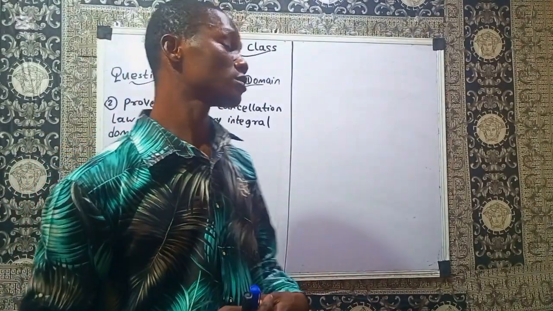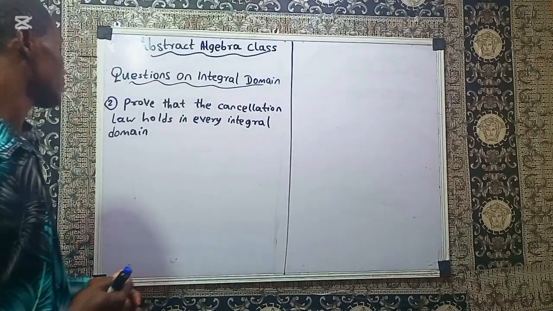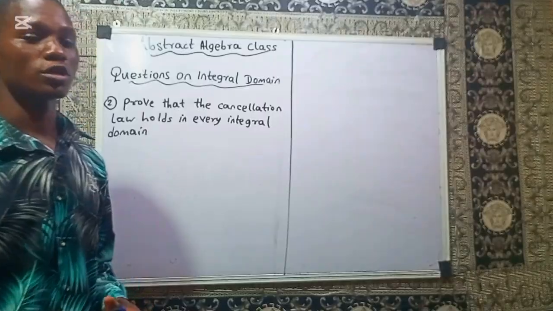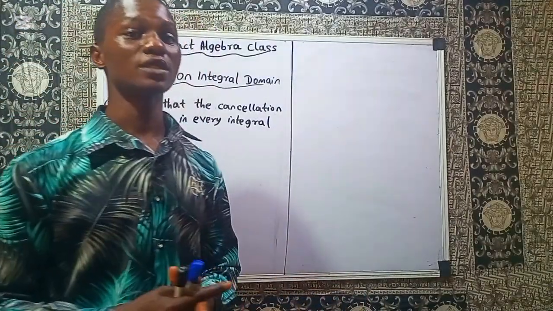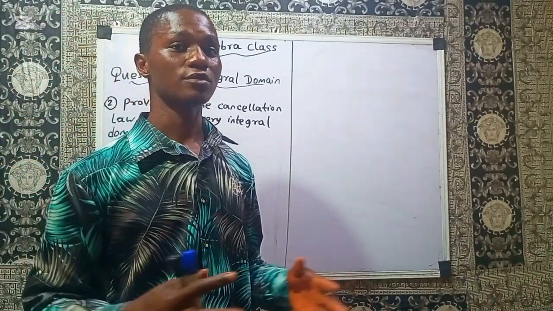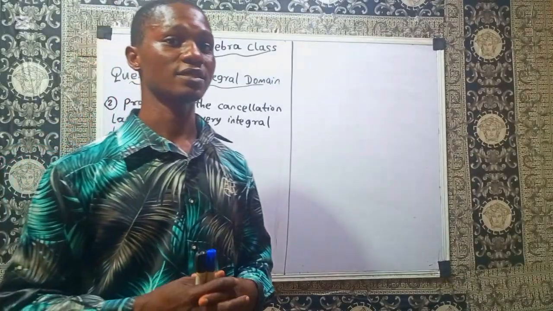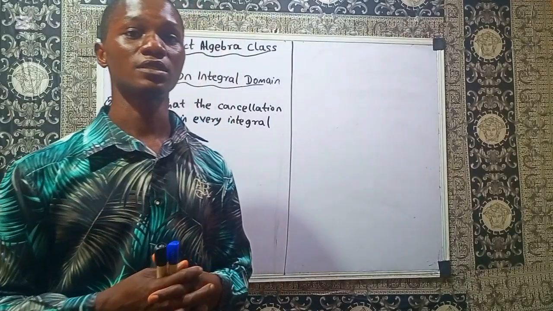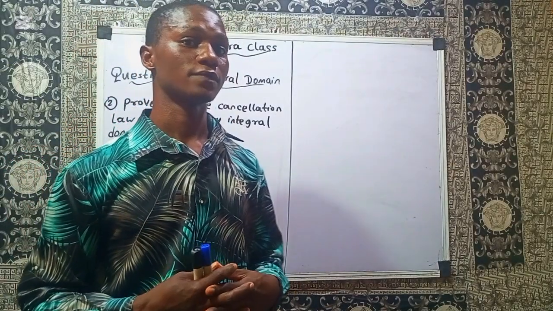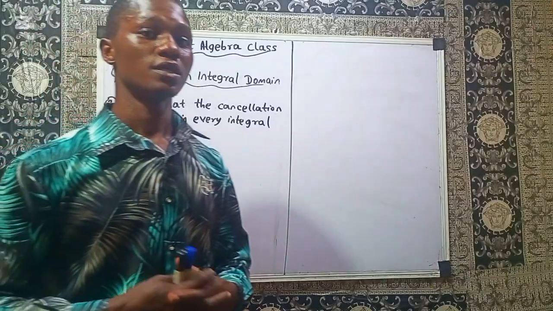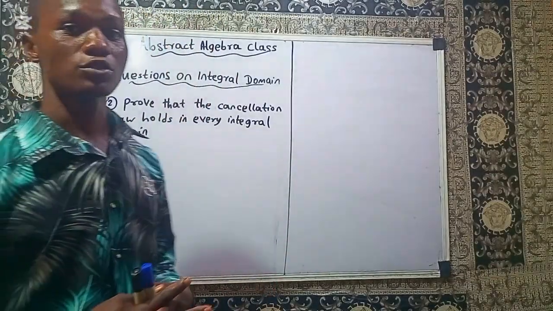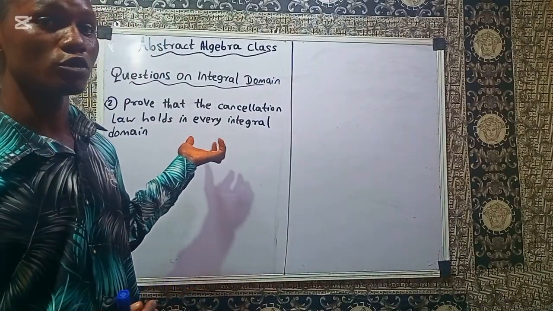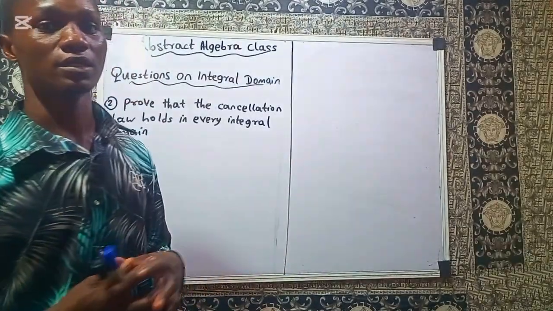What we want to prove in this class is that the cancellation law holds in every integral domain. It means that if you have an integral domain, then you can perform cancellation in it, which is similar to cancellation we can see in the ring of integers, because the ring of integers is an integral domain. We also saw the definition of an integral domain, which we still need to know so that we use it in this proof.